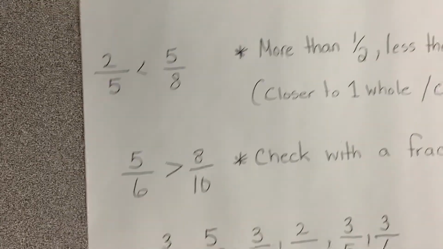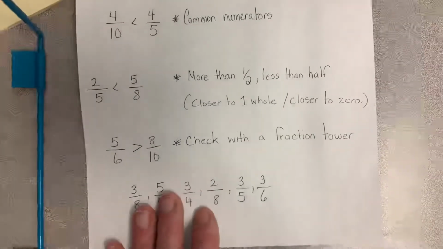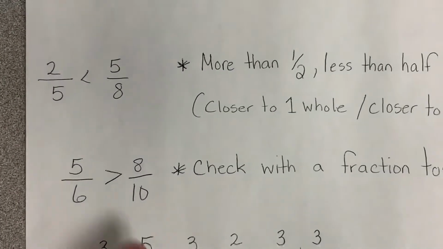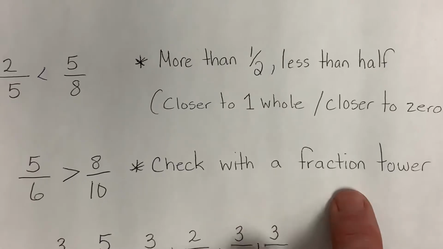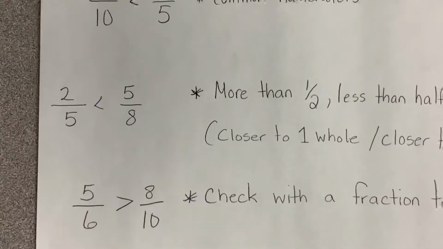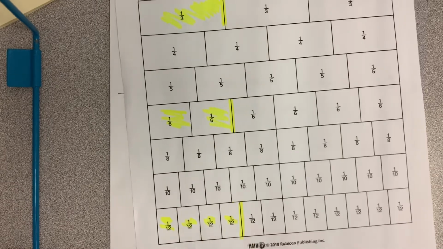And then the third thing we discussed a lot is, when you have 2 fractions and none of those strategies work, option number 4 is to use a model. And the model we mainly use is the fraction tower. So again, we practiced how to use the fraction tower. I work one-on-one with many students to help them get the hang of this.